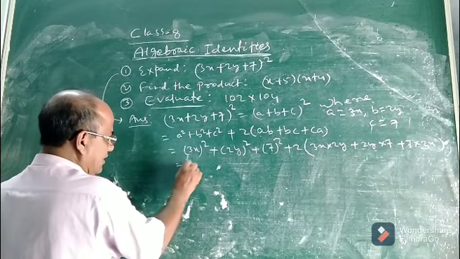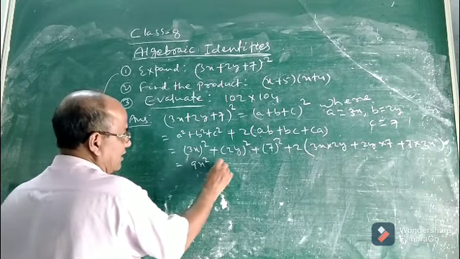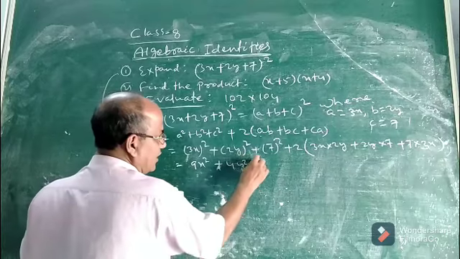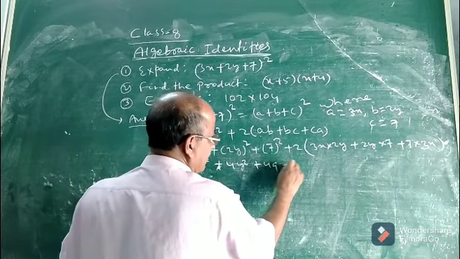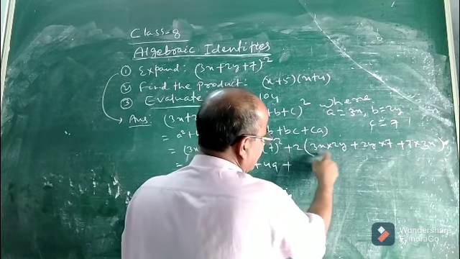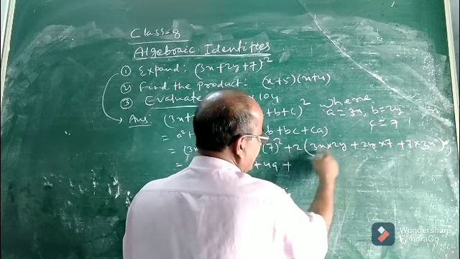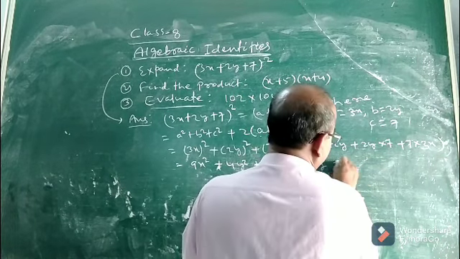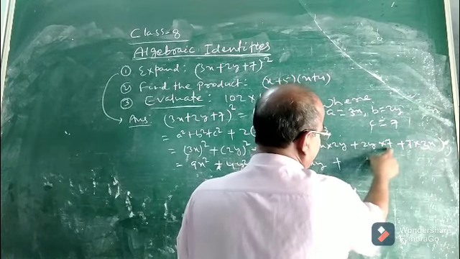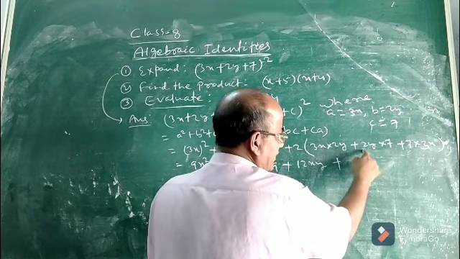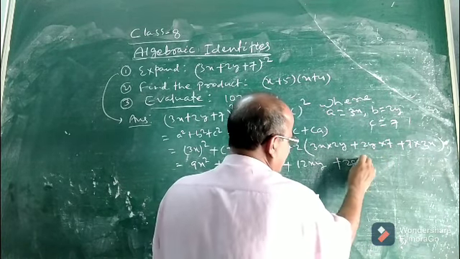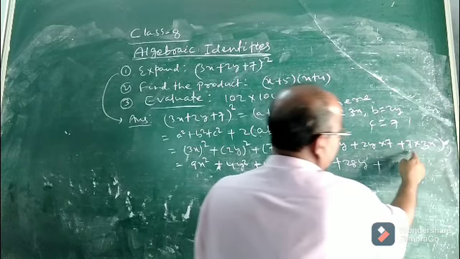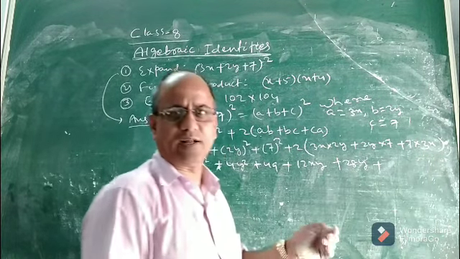Now you can easily find. It will be 9x square plus 4y square plus 49 plus, you see, 3 into 2 is 6, 6xy into 2 it will be 12xy, plus 2 into 7, 7 twos are 14y, 14y into 2 it is 28y, plus your 7 into 3x, 7 into 3x is how much?